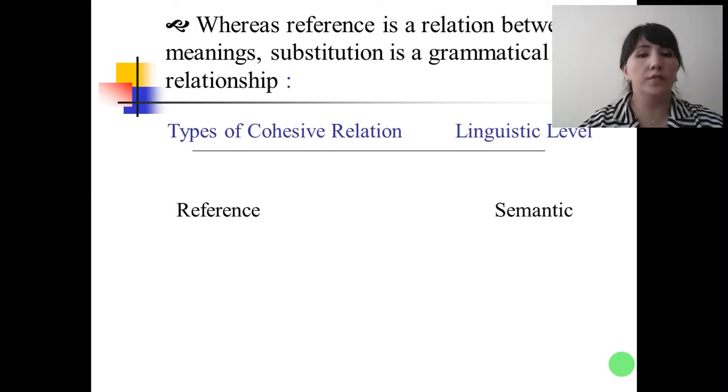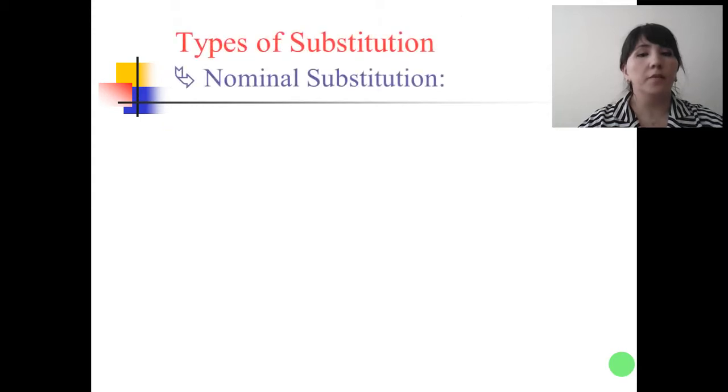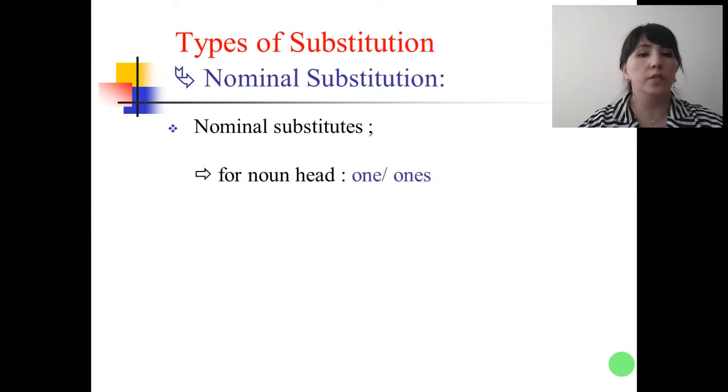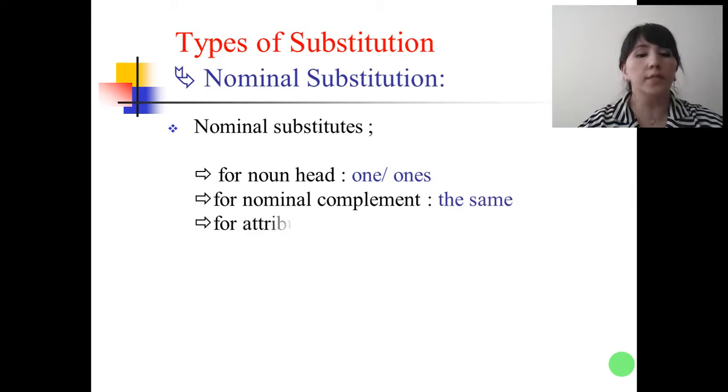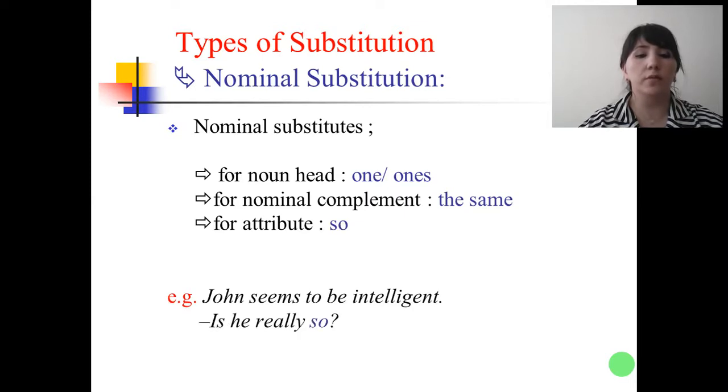Types of cohesive relation: linguistic level. Reference is semantic. Types of substitution: nominal substitution. Nominal substitutes: for noun head, one, ones; for nominal complement, the same; for attribute, so. For example, John seems to be intelligent. Is he really so?